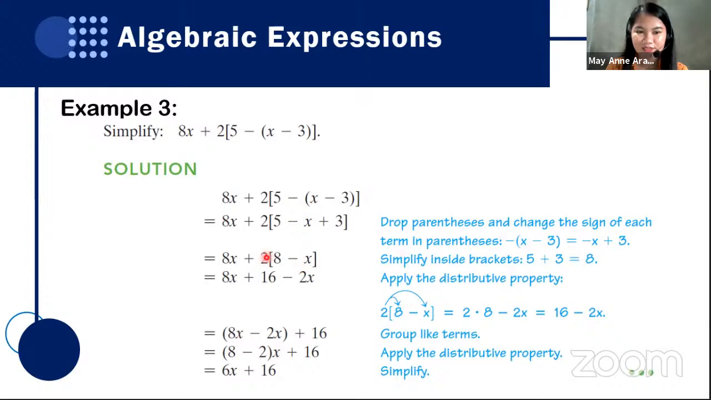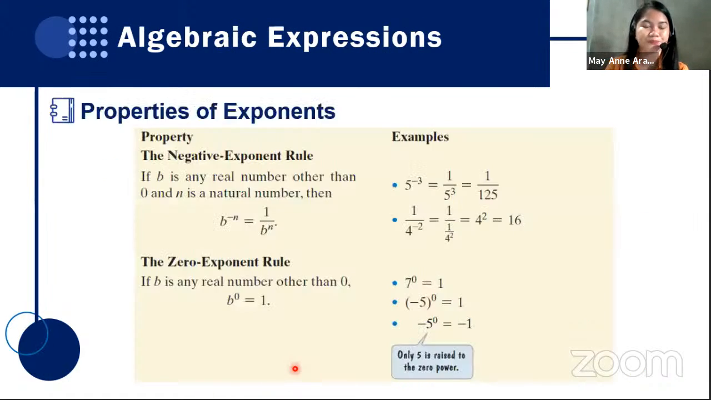minus x. Since we have a number here, let us apply again the distributive property. So you have 2 times 8, 16. 2 times negative x is negative 2x. Since 8x and negative 2x are like terms, you can combine them. 8x minus 2x is 6x, and just write the constant, which is 16. Okay, so the final answer is 6x plus 16. Or pwede rin if factor pa to, no? Pwede nating i-out yung 2. But later on, we will discuss with factoring.